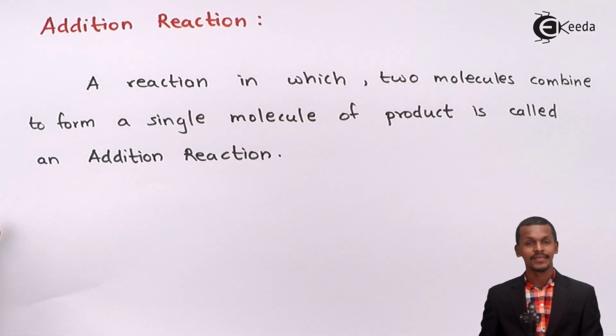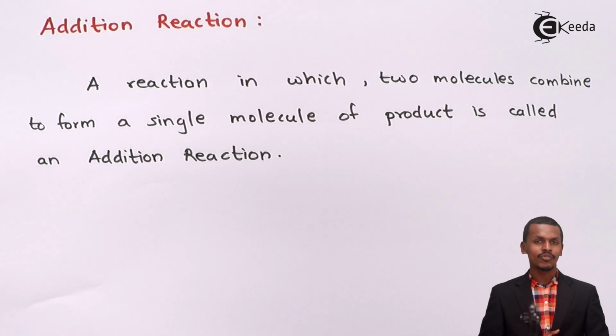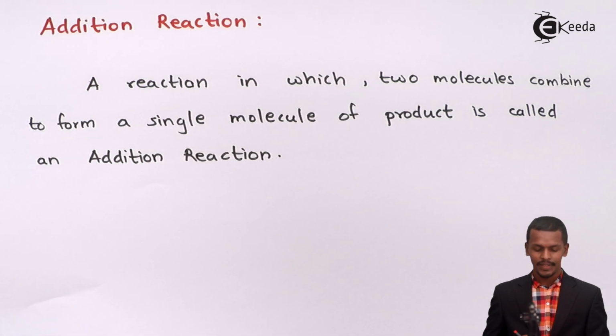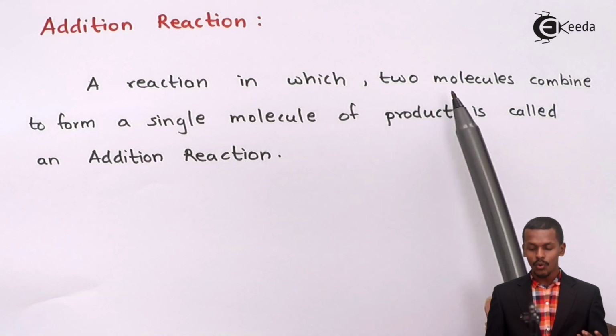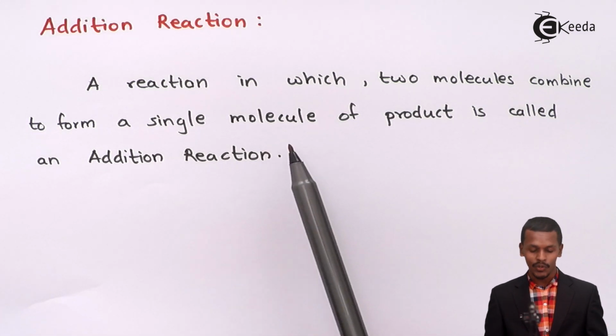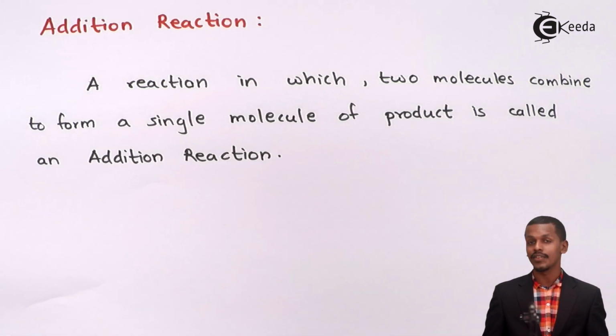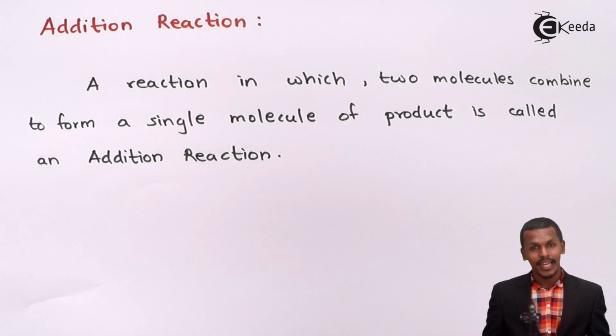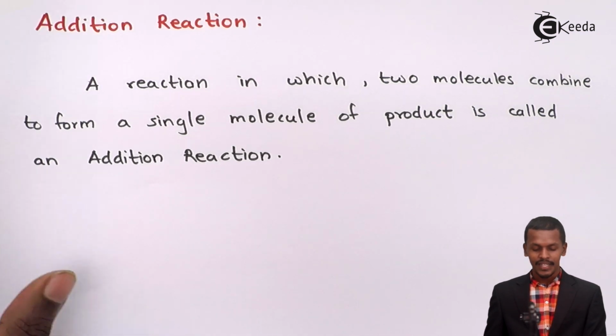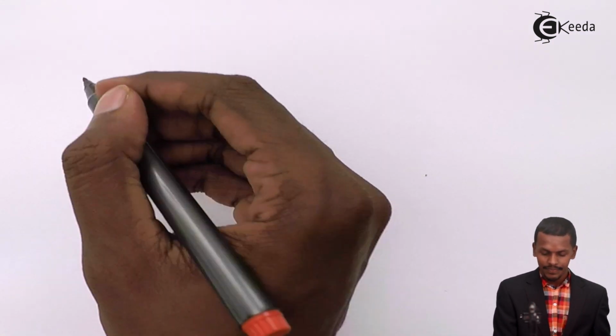Now let us talk about the second type of reaction, that is addition reaction. So what is actually an addition reaction? Let us learn about that. A reaction in which two molecules combine to form a single molecule of product is called an addition reaction. Let me give an example, and we'll go into more detail about how and where the addition reaction takes place. So let us give an example in this case.